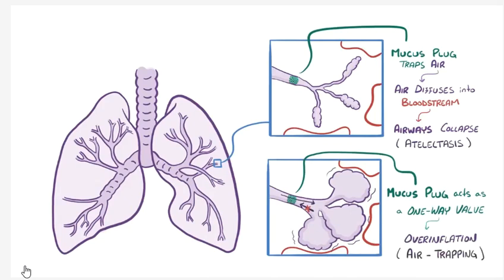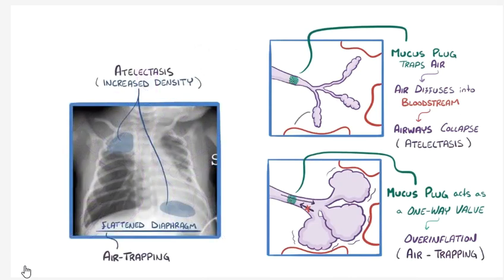Both atelectasis and air trapping can sometimes be seen in different regions of the lungs at the same time, like in this chest X-ray. Atelectasis and air trapping both reduce the lung's ability to bring in oxygen and get rid of carbon dioxide. Over time, a serious RSV infection can lead to hypoxemia, which is a decreased oxygen content in the blood.